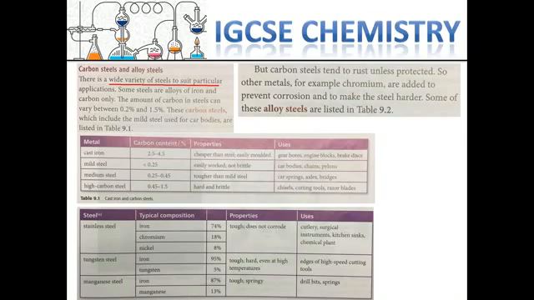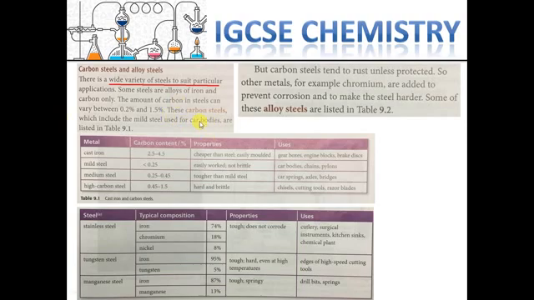Mainly, there are two types of steel, which are called carbon steel and alloy steel. So carbon steels contain carbon and also iron. This type of carbon steel is not that hard and strong. So it's called carbon steel.